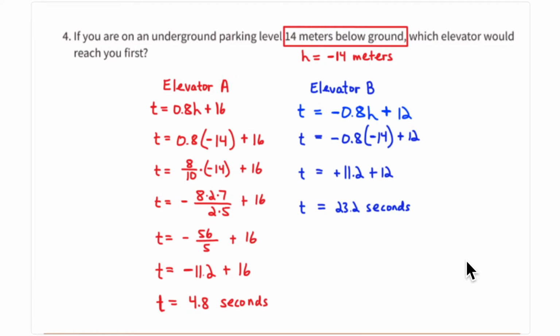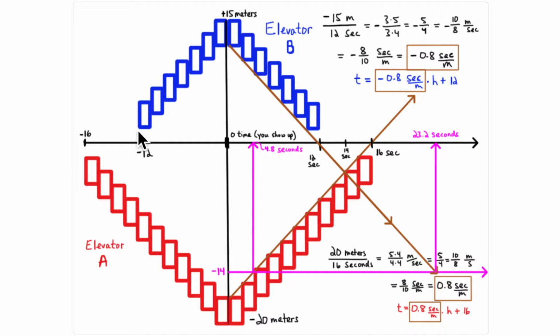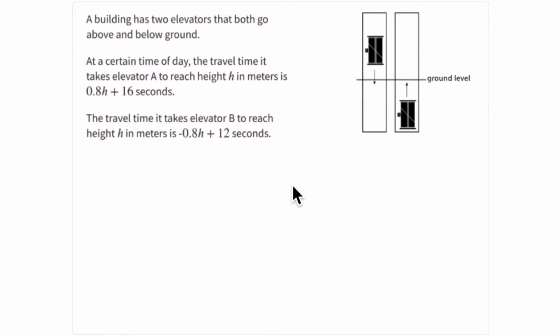Okay, answering question 4 finishes the activity. But I wanted to go on, and so here's the image of what's going on. This is even on the background of a graph, but I want to go on and make better graphs to visually see what's happening with these elevators.